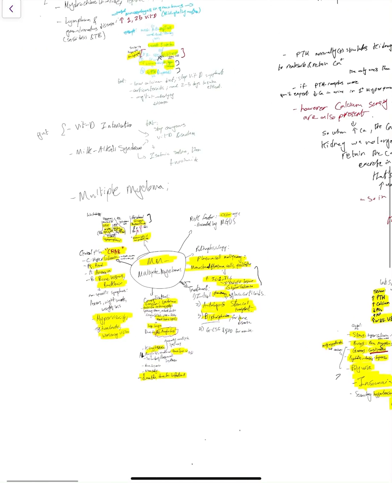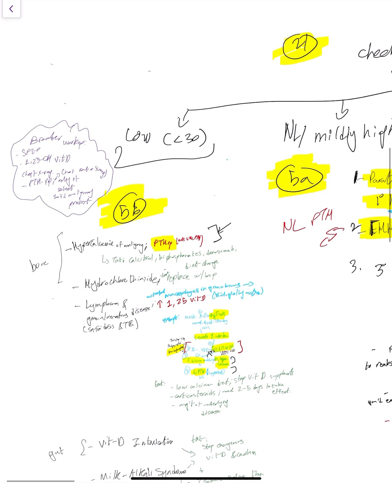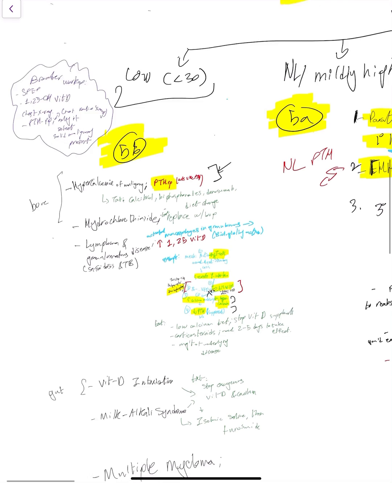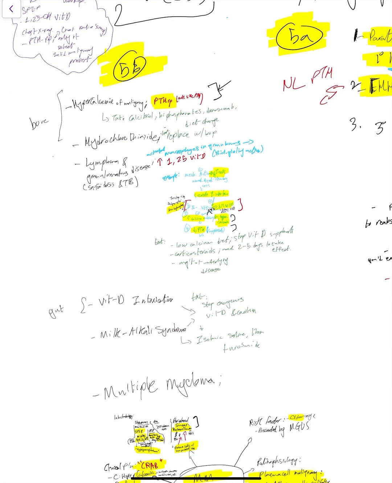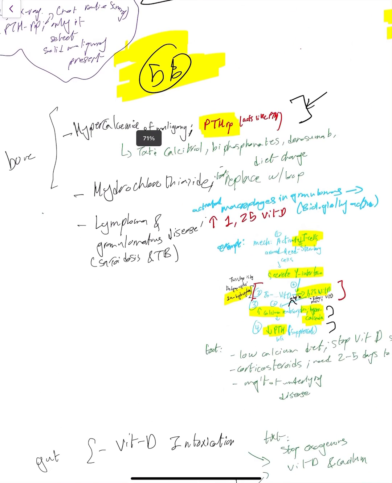So now let's move to the etiologies where we have low parathyroid hormone. If you have hypercalcemia but low parathyroid hormone, you want to do a broader workup. Things like vitamin D, parathyroid hormone-related peptide, etc. Some causes include hypercalcemia of malignancy, thiazide diuretics, lymphomas, granulomatous diseases, vitamin D intoxication, milk-alkali syndrome, and multiple myeloma. So let's dive into each one quickly.